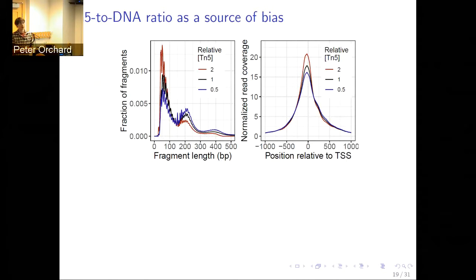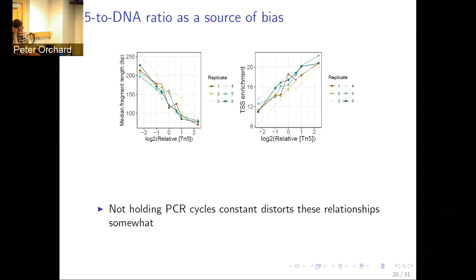You also see a shift in other metrics as well. This is for these same 3 libraries, the TSS enrichment. And so you can see that in this case, if you reduce the amount of enzyme you have going in just 2-fold, you see a drop of a couple of points in your TSS enrichment. If you double the amount of TN5, you see a move in the other direction. You get an increase in TSS enrichment. And to show that I'm not cherry picking this, this was highly replicable.